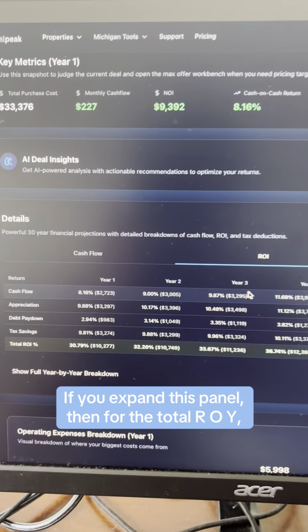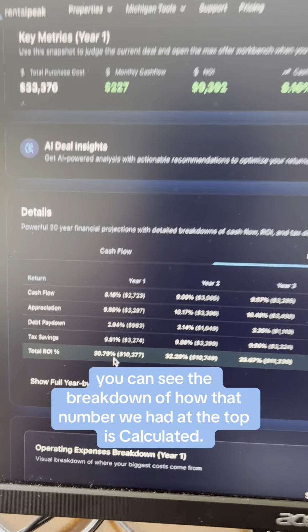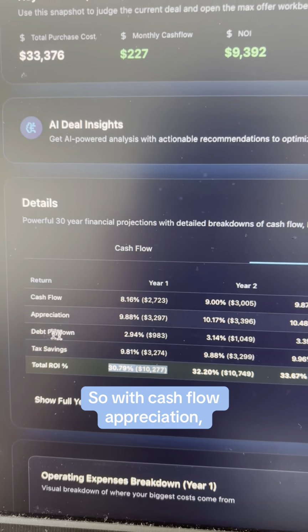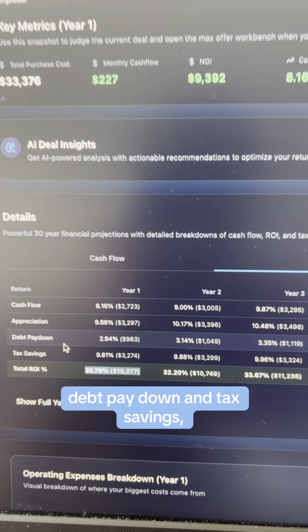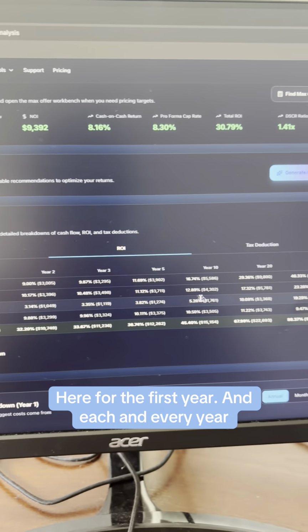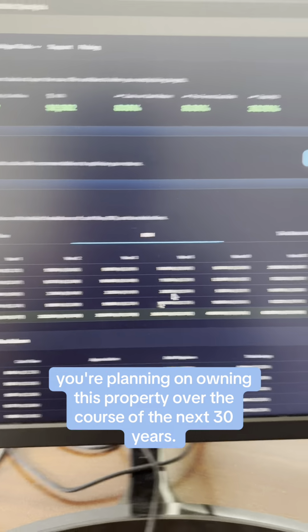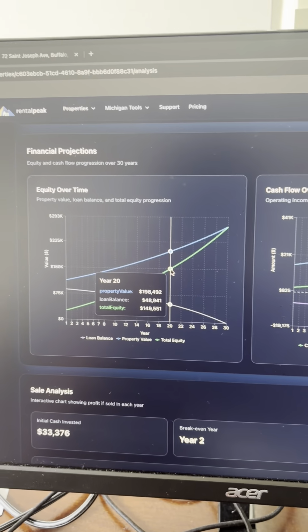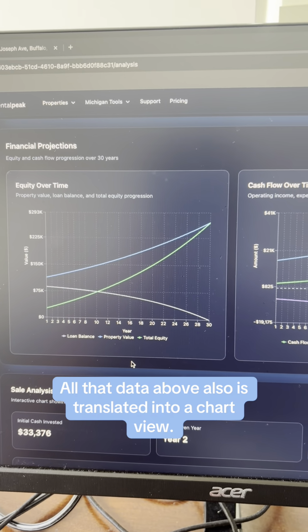And then for the total ROI, you can see the breakdown of how that number we had at the top is calculated. So with cash flow, appreciation, debt paydown, and tax savings, you can see your projected total ROI here for the first year and each and every year you're planning on owning this property over the next 30 years. All that data above also is translated into a chart view.